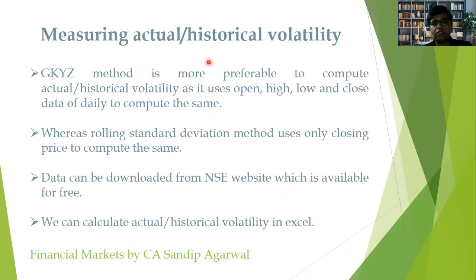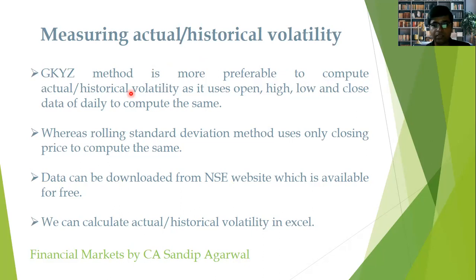The GK-YZ method is more preferable to compute actual or historical volatility as compared to the rolling standard deviation. Why? Because under the rolling standard deviation, we use only the closing data. If we take the example of the underlying instrument Nifty, there are basically 4 data points for every day. One is the open price, that is the price at which the Nifty opened on a particular day.